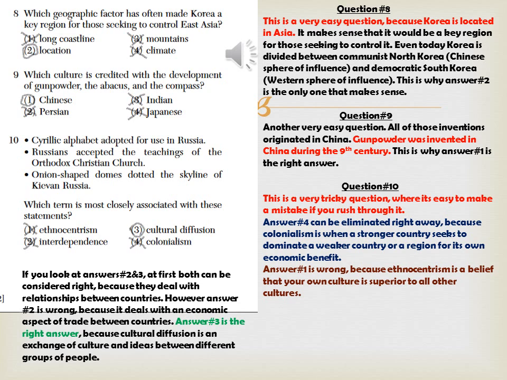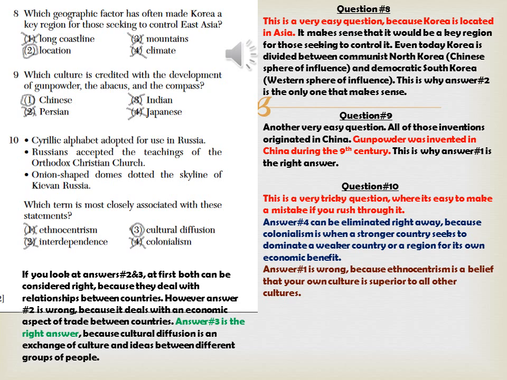Is it 1, ethnocentrism? Is it 2, interdependence? Is it 3, cultural diffusion? Or is it 4, colonialism? Now this is a very tricky question, where it's easy to make a mistake if you rush through it. So let's go over it.